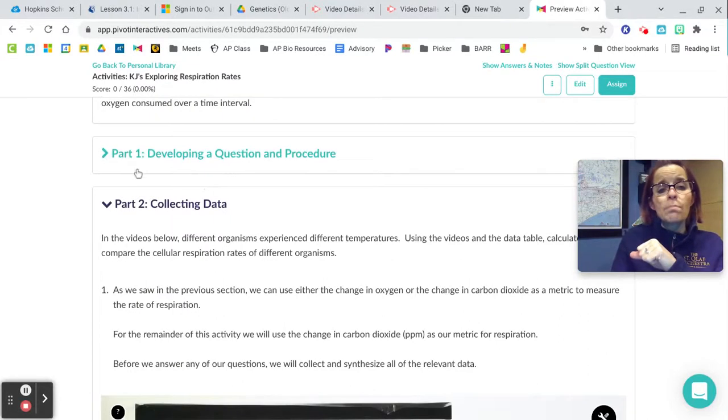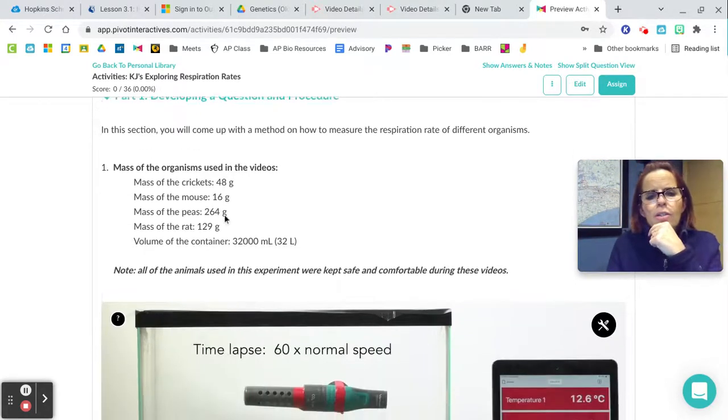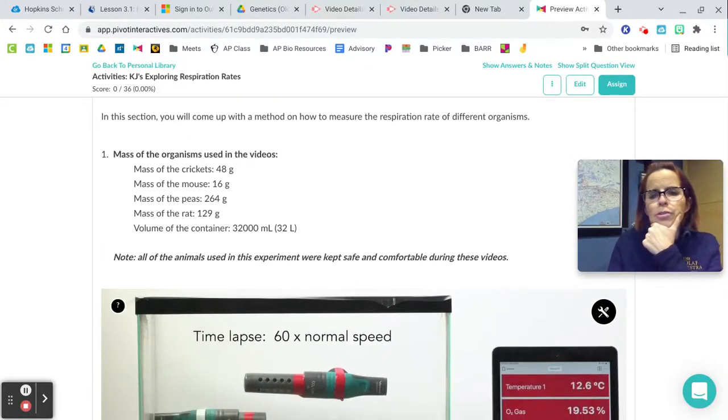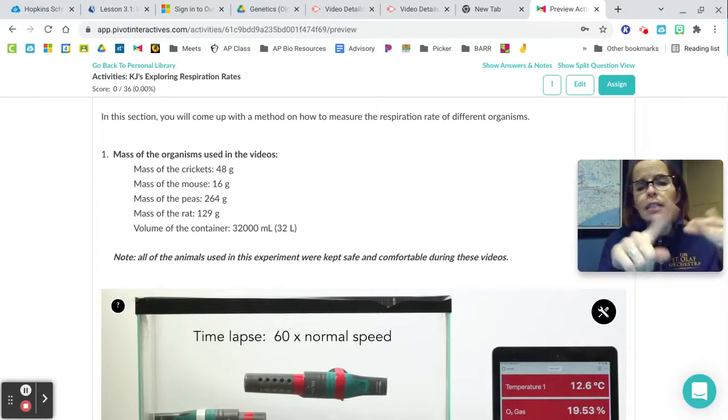Let's go ahead and jump to part 1, developing a question and procedure. You might want to do the split screen thing with my video right now, so my video is on the left and your Pivot lab is on the right. It says, in this section, you will come up with a method on how to measure the respiration rate of different organisms. There are 4 organisms. You're going to collect data on the rat. I'm going to give you the data on crickets, mouse, and peas so that you don't have to do that.